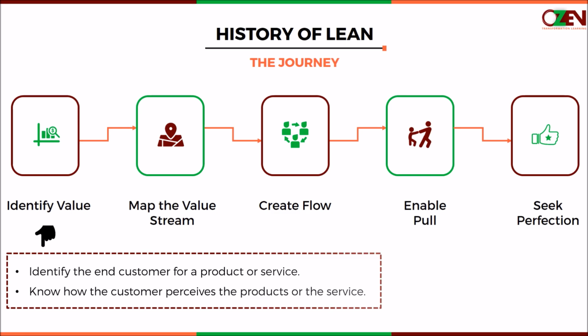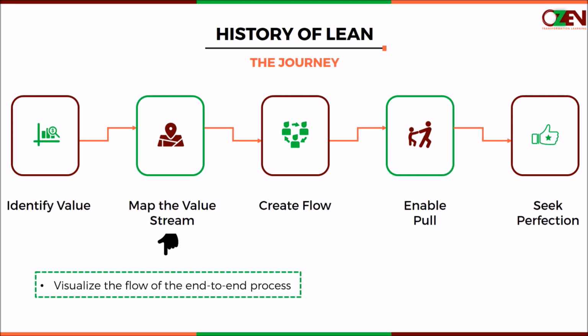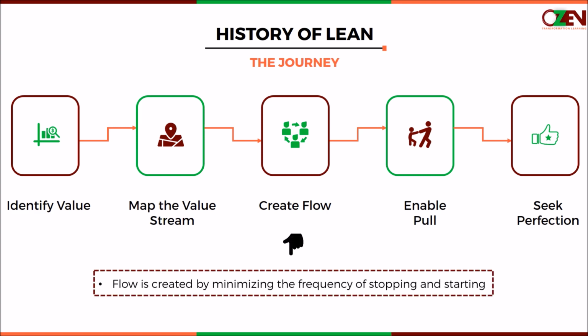Map the value stream. As per the second principle, map the value stream. It is necessary to visualize the flow of the end-to-end process. The end-to-end process includes everything from acquiring the products or materials from the supplier to the final goods or services reaching the customer. This exercise allows the organization to clearly locate the waste in the process flow. Create flow. The third principle is about creating the flow in the value stream. Flow is created by minimizing the frequency of stopping and starting. This ensures that the product or service can reach the customer without any interruption.